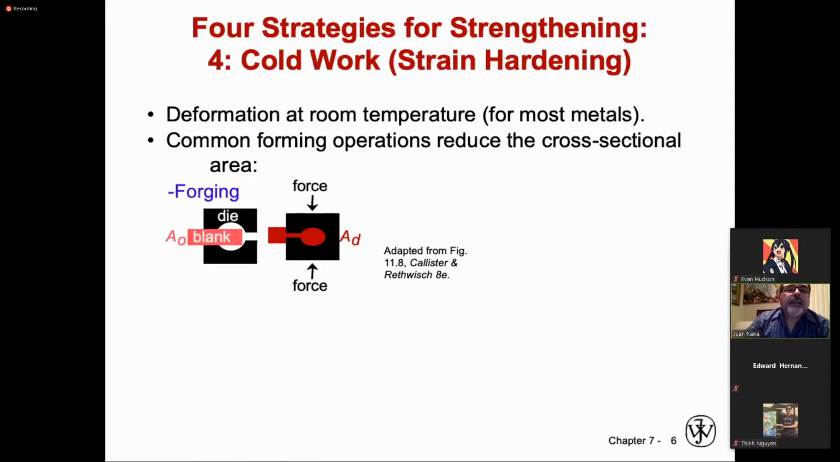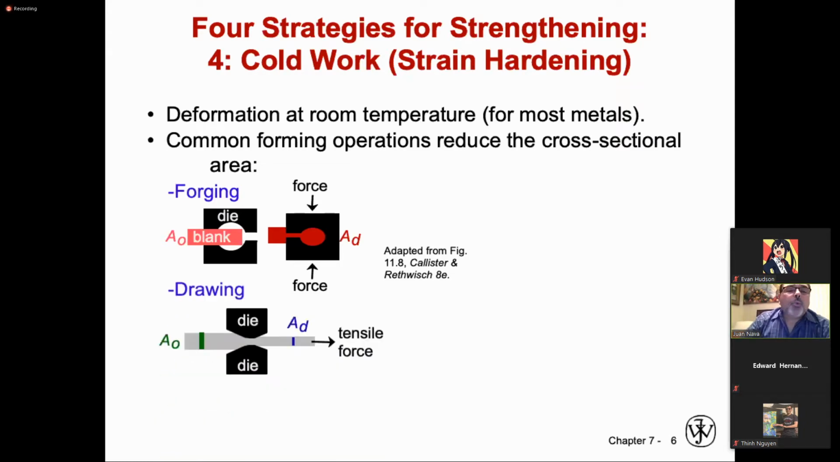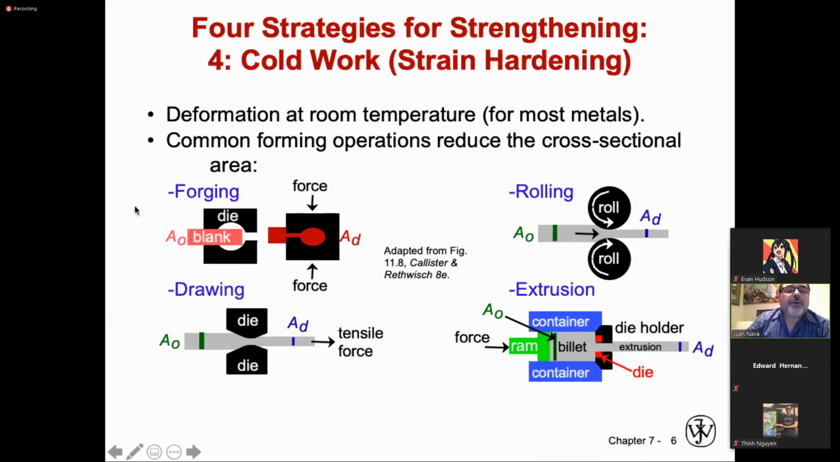The last method is what is called cold work, or known as strain hardening. In cold work and strain hardening, there are 4 basic processes: forging, rolling, extrusion, and drawing. All these processes have in common compressive stresses leading to plastic deformation. All of them are going to result in a decrease of the original cross-section of the material that you are forging, drawing, rolling, or extruding. That plastic deformation is going to generate plastic strain and deformation into the grain structure that is going to create that impediment to the movement of the dislocations.